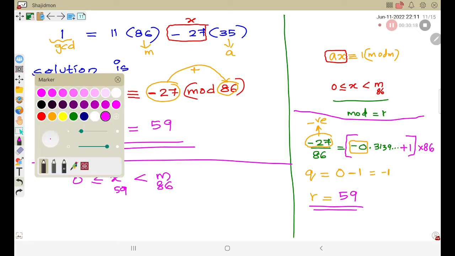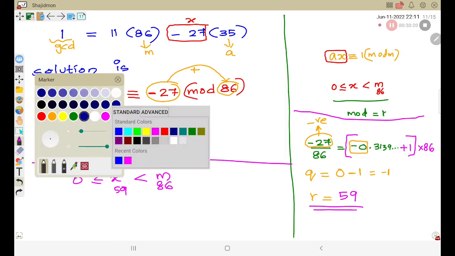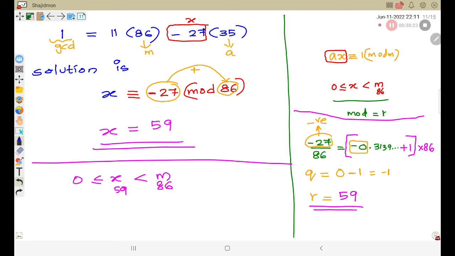Now if you want more solutions, what do we do? Here we are not concentrating on that. If you want more solutions, this number 59 plus 86, the modulo number, multiplied by k, where k is an integer. Any number you can substitute as k: 1, 2, 3, 4, 5, 6, minus 1, minus 2, minus 3, like that. Those are all solutions. So no need to go that far. Here we can say x equal to 59 is the solution. I hope you understood this question.